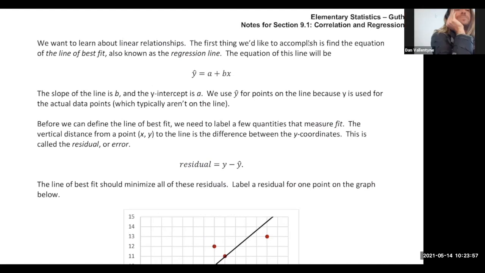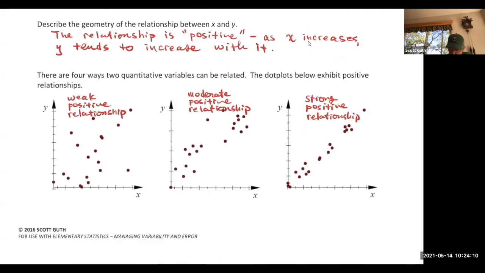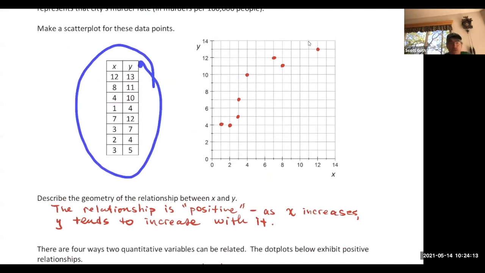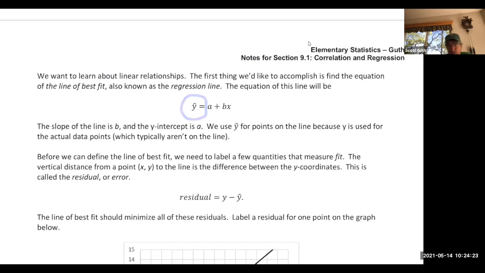Okay, so here's the equation of the line of best fit. We're going to use a hat on the y coordinate to indicate that it's a predicted y coordinate, not a real y coordinate. If you go back to the original table, the y values are the observed murder rates. They're not predicted murder rates. So we distinguish the predictions from the observations by putting a hat on the y value so everybody understands. Okay, it's not a real city. The slope of the line is b, that's the number that gets multiplied by x, and the y-intercept is a, that's just this constant without a variable. We use y hat for points on the line because y is used for actual data points, which typically are not going to be on the line.